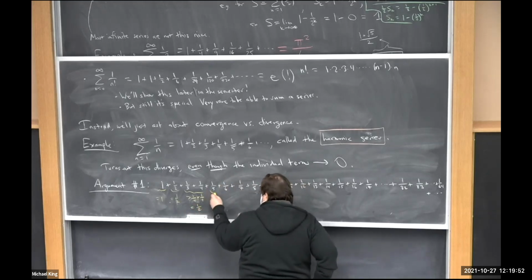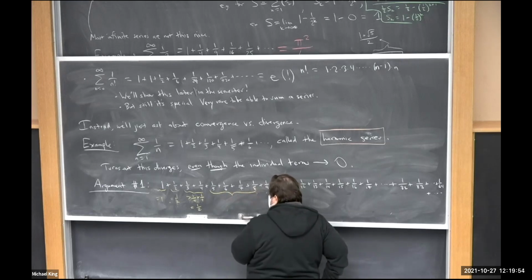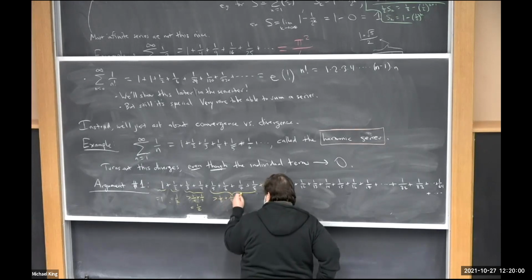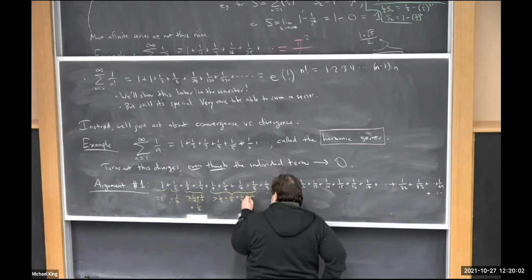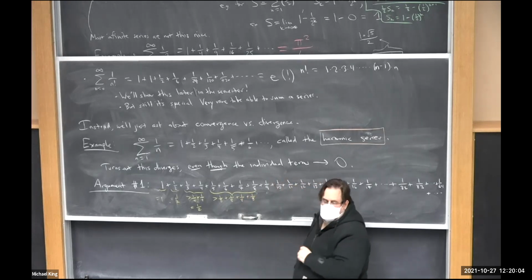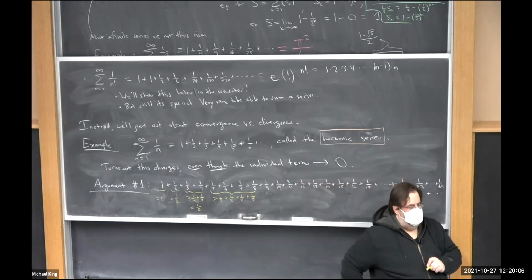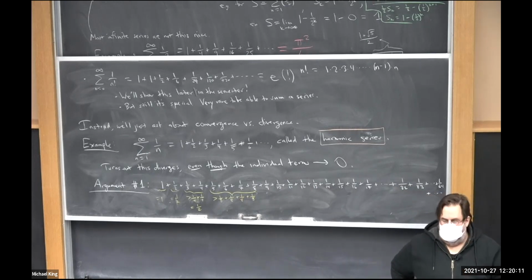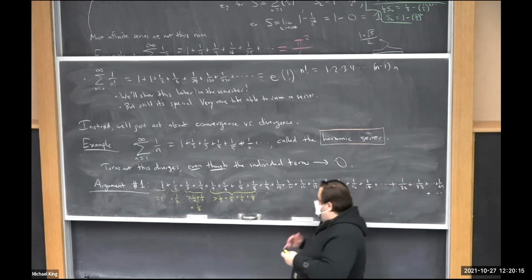Now look at the next 4 terms. Each one of these is bigger than or equal to 1/8. One fifth plus a sixth plus a seventh plus an eighth. They're all at least an eighth, so the whole thing adds up to bigger than what? A half.